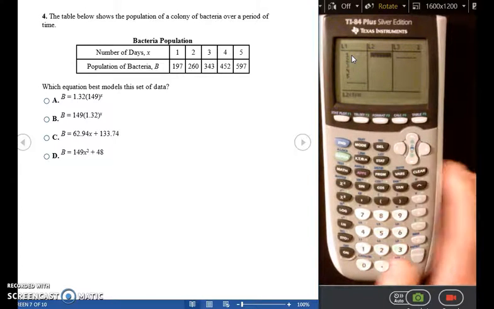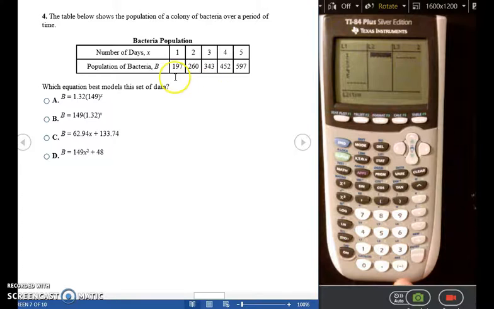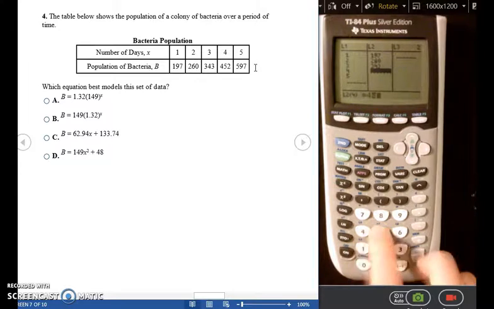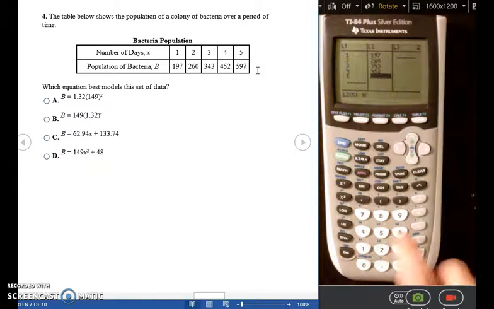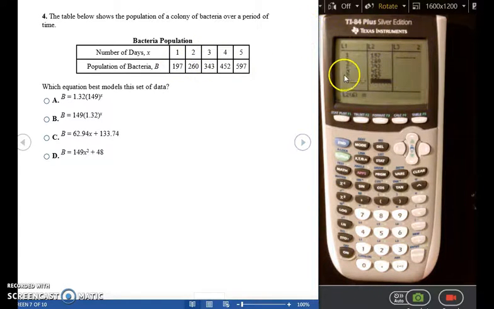And then I right arrow over to the second column and type in the second row. And so 197, enter, 260, enter. Make sure it's in the same order. 343, enter, 452, enter, and 597, enter. And I've put this table into the graphing calculator.